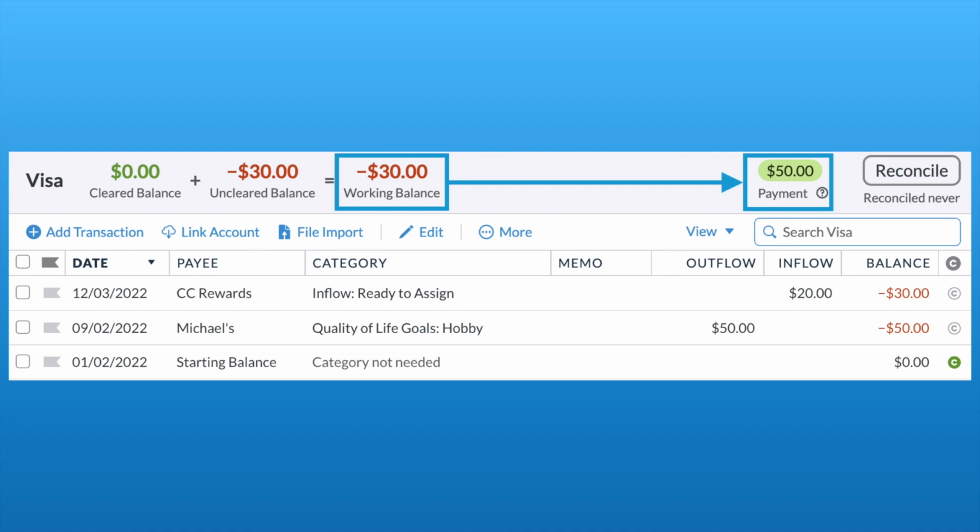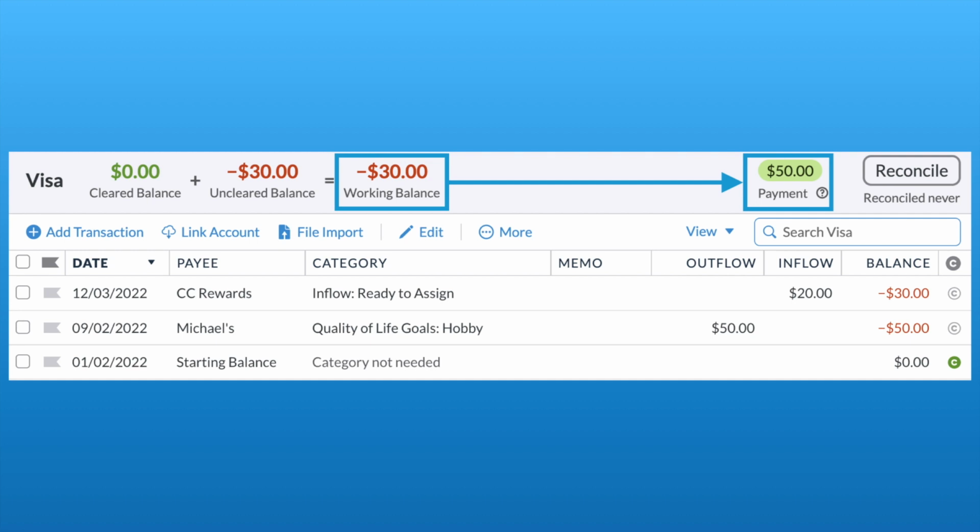When I have a credit card reward, you can see I wrote a payee of credit card rewards. Inflow it to the ready to assign because this is new money coming in, but it's just reducing the amount I owe to the credit card company. So now when I do that, you can see my balance on the credit card is only $30, but I've set aside $50. Now YNAB doesn't know where I want to send that $20.